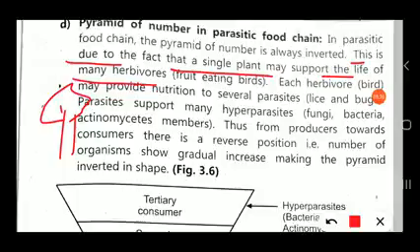If there is one plant, then on it, as we saw, there may be around 1000 or more deer, elephants, birds. This plant gives support to them. This is due to the fact that a single plant may support the life of many herbivores, that is fruit eating birds. Each herbivorous bird may provide nutrition to several parasites like lice and bugs.